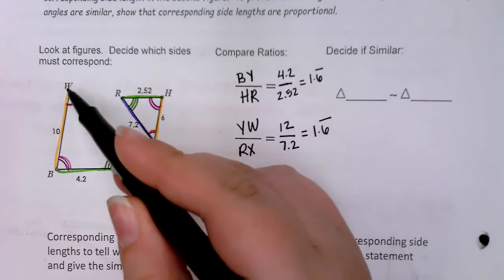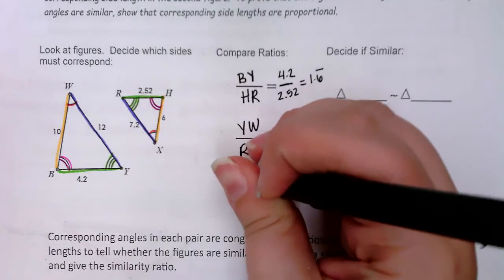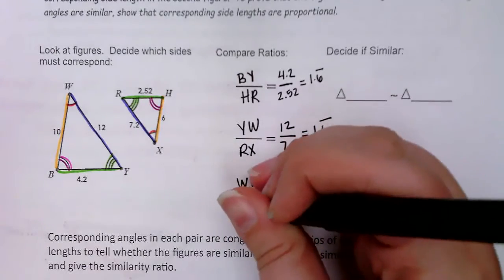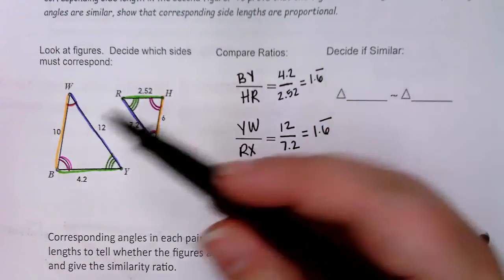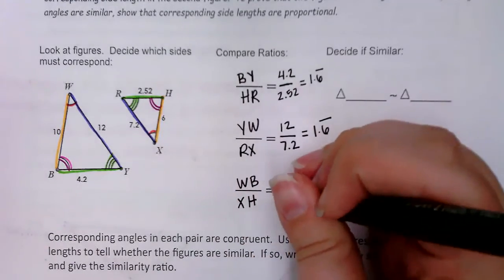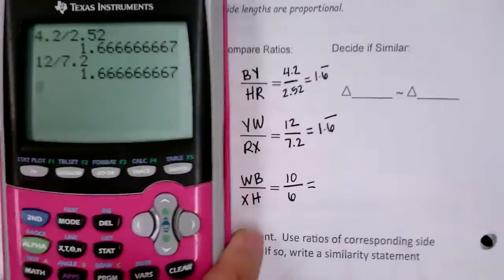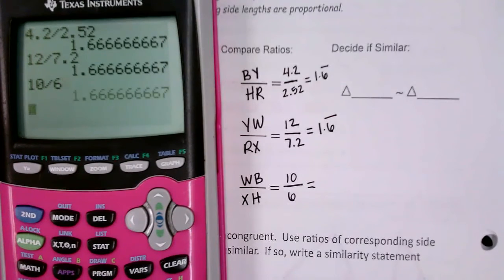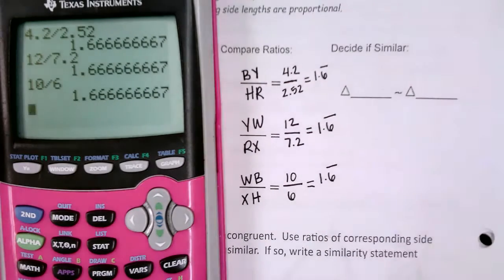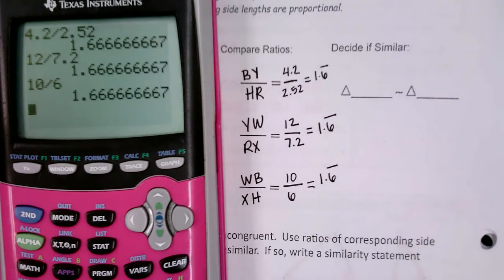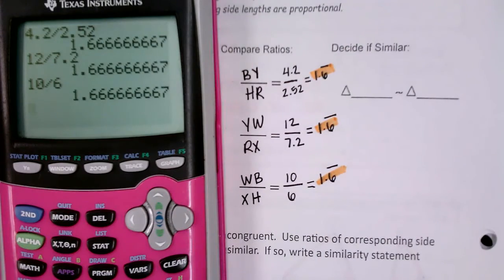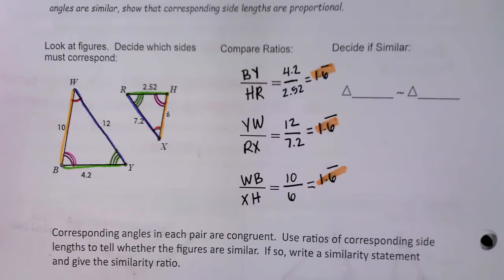All right, so we did YW. Now let's do WB. So we've got WB over XH, since WB corresponds with XH. Plugging in what we know, I know WB is 10 over XH is 6. Pulling out my handy dandy calculator again, I feel like Blue's Clues. 10 divided by 6 is 1.6 repeating. Look at that. All three of the ratios are the same. What does that mean? That means that these are two similar triangles.